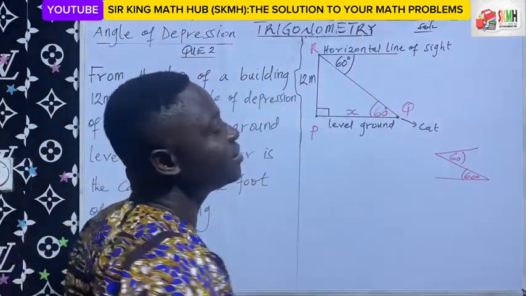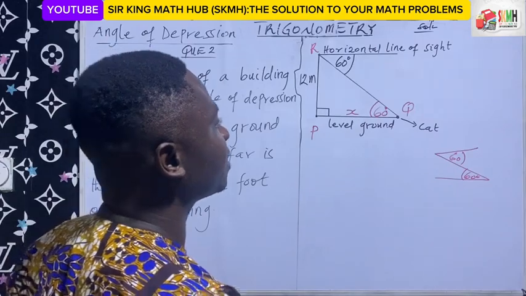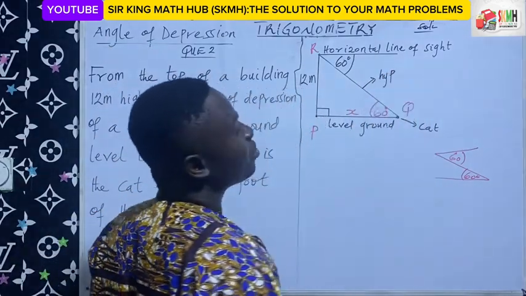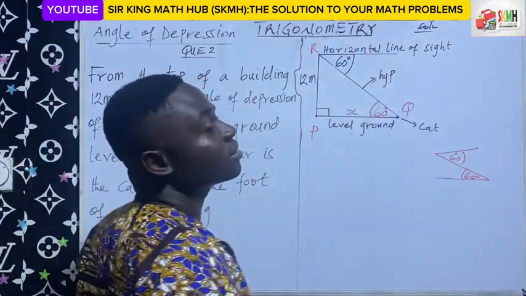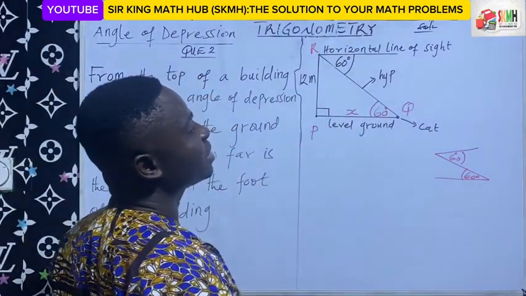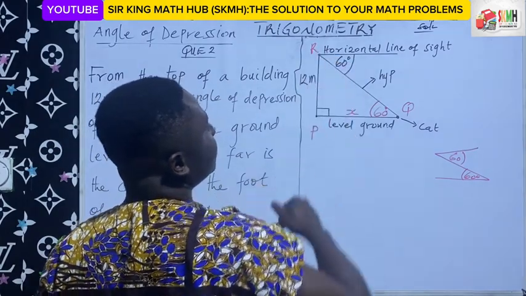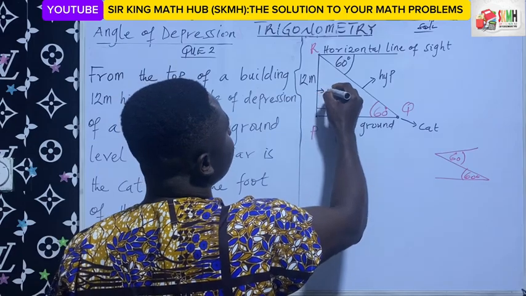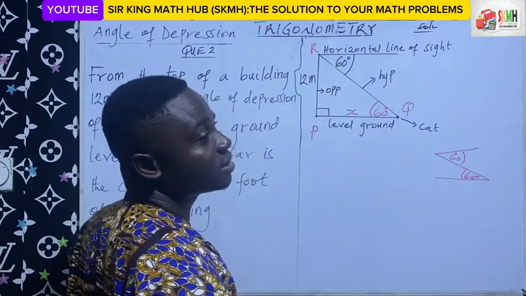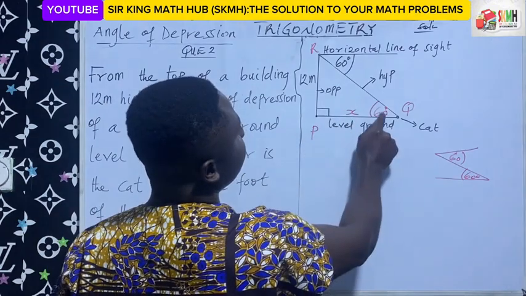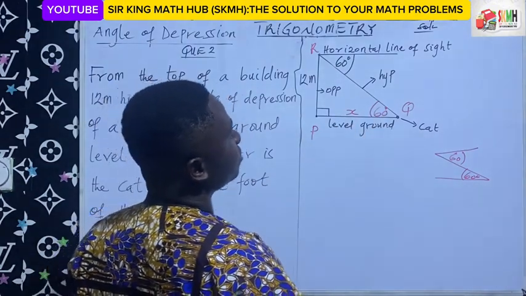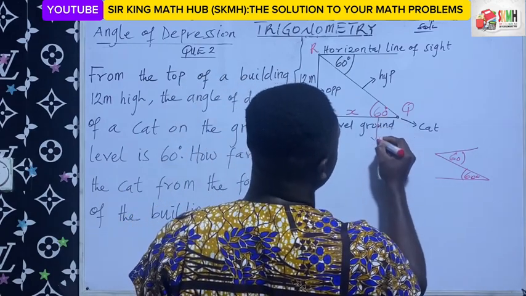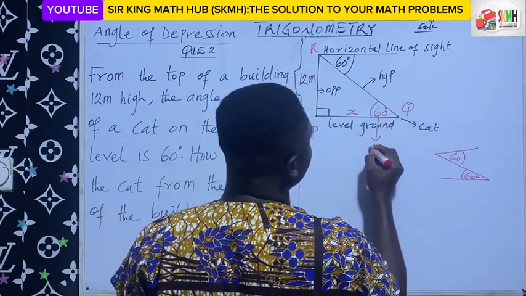So now we can identify the sides of the right angle triangle. This side here becomes our hypotenuse because it is the longest side. Again, this is the side facing the 90 degrees angle. Now, the height of the building becomes the opposite, simply because it's the side facing the acute angle. So the remaining side here obviously becomes the adjacent.